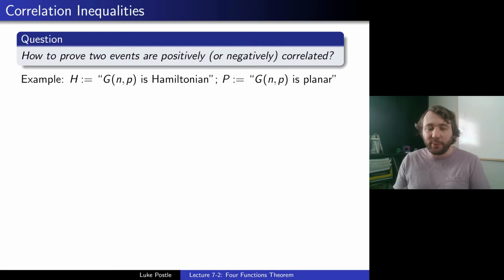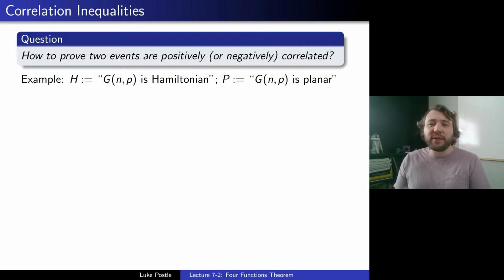So here's an example. Consider G(n,p), the Erdős-Rényi random graph, where the edges are present with probability p, and consider two events. One is the event that G(n,p) is actually Hamiltonian, so it has a spanning cycle. We'll call that H. And let P be the event where G(n,p) is actually planar. So we get a planar graph.